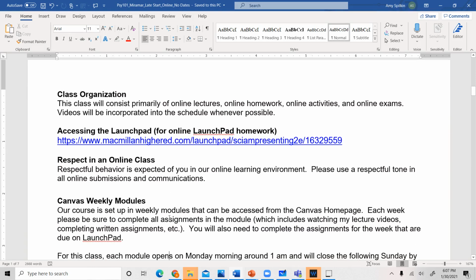In terms of class organization, primarily online lectures, online homework, online activities, and online exams, because this is an online class. We'll watch online videos as much as possible. In terms of accessing Launchpad, like I said, there's a link in this syllabus, and I have lots of links in Canvas.